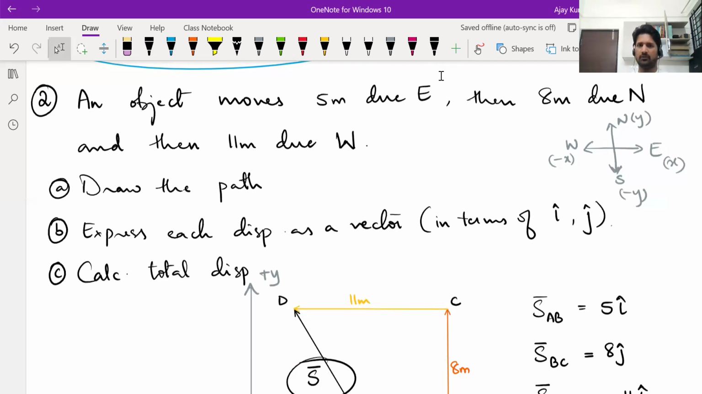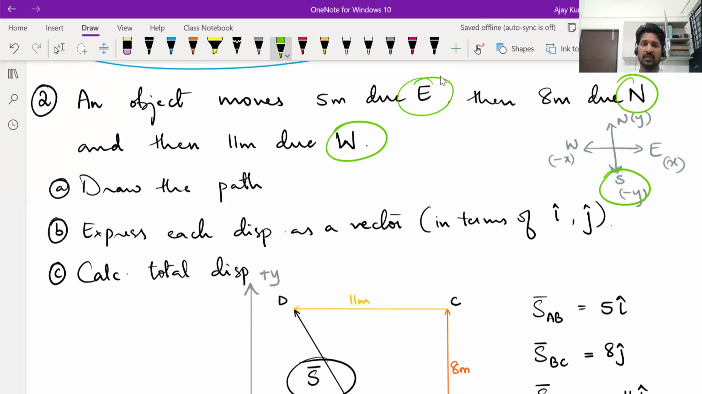In exams, when they give you questions like this, they expect the answer also in real life directions only. So if they tell you that an object moves 5 meters due east, then 8 meters due north and 11 meters due west, and they ask what is the total displacement, you are expected to give the magnitude and direction in terms of these only: north, east, west, south. Not in terms of i cap and j cap.